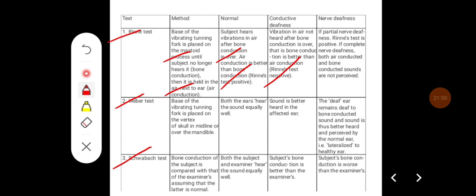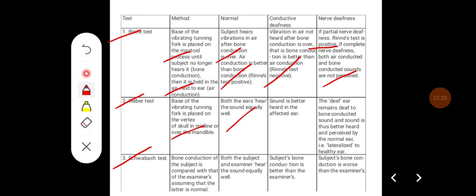In nerve deafness, if it is partial nerve deafness, Rinne's test is positive. If it is complete nerve deafness, both air conducted and bone conducted sounds are not perceived. In Weber's test, the base of the vibrating tuning fork is placed on the vertex of the skull in the middle, or over the mandible. Normally, both ears hear the sound equally well.